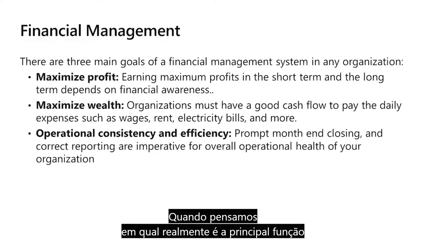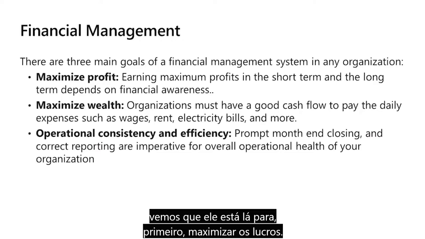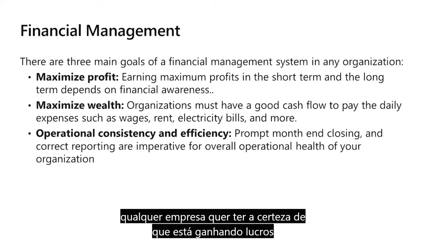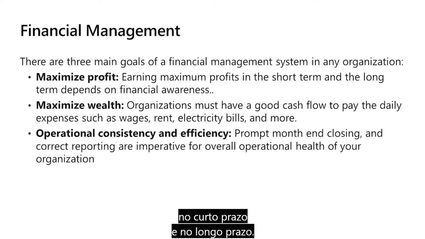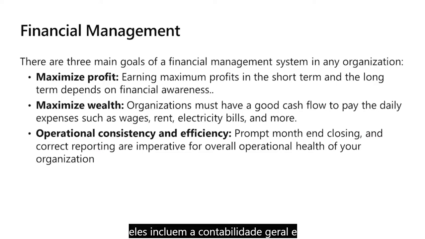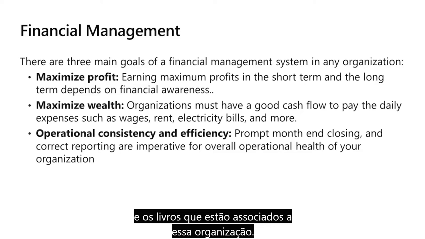When we look at what really the main role of any type of financial management system is, it's there to first maximize profits. Any business wants to make sure that they're earning profits both in the short term and in the long term. And we'll be looking at two different features in Dynamics 365 Finance that help support that. And those include the general ledger and the cash and bank management. And these are both modules that help the CFO and his team manage all of the finances and the ledgers that go along with that organization.